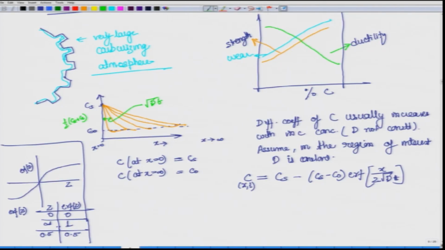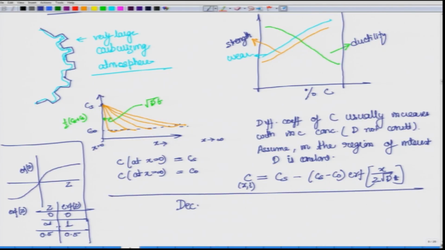So, this is how carburization works, and you can predict accurately what the depth will be and how the concentration profile would look. And just as a matter of information, there can be carburization, and there can also be decarburization.